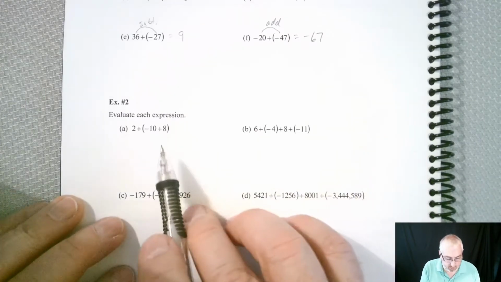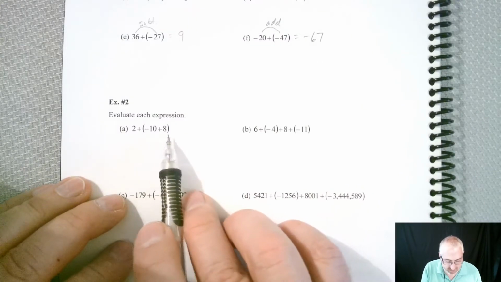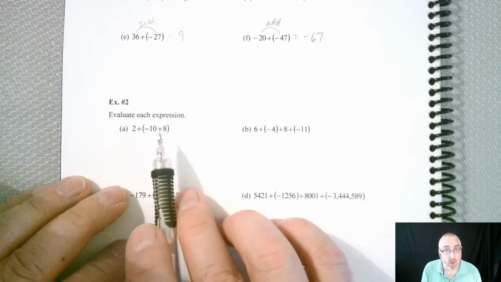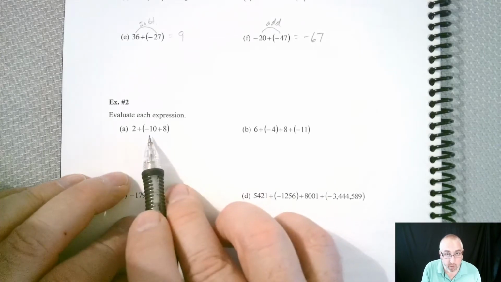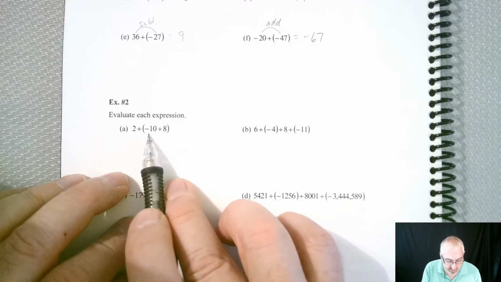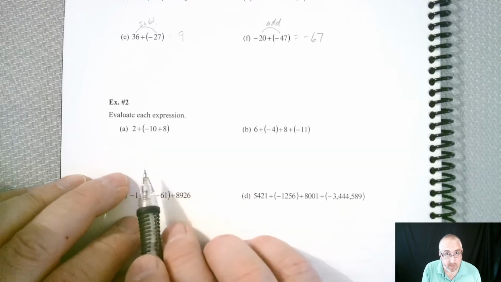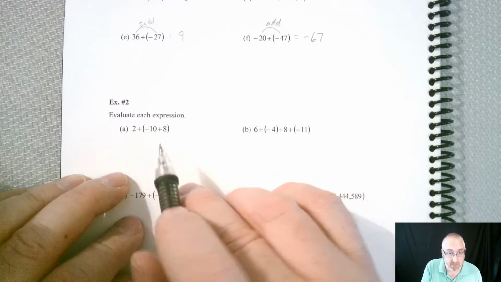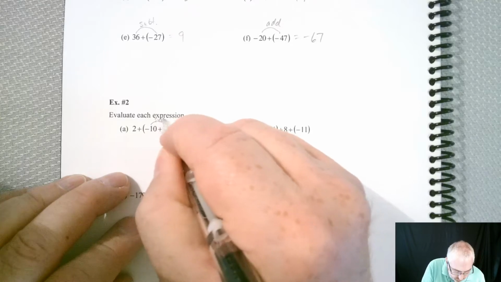Now this first one, we got 2 plus a negative 10 plus 8, and the negative 10 plus 8 is in parentheses. So we're going to want to focus on that part first. Now we're going to ask our question. What are we really going to be doing? We got a negative 10 plus 8. Are we adding those or are we subtracting those? Now remember, if the signs are different, we have to subtract. So in this case, we're subtracting those.